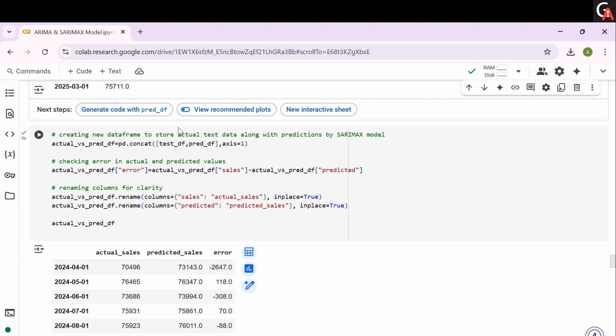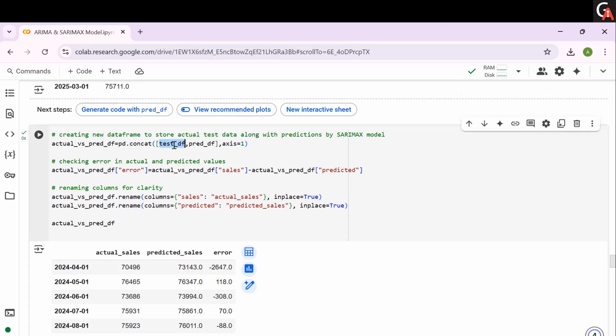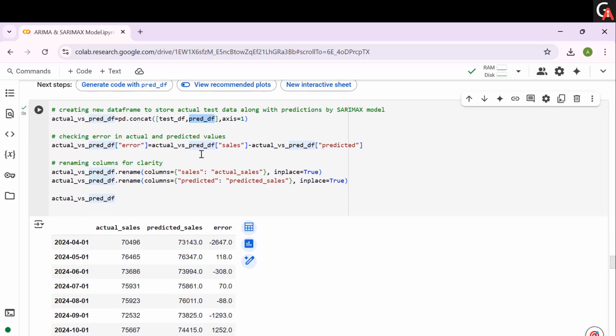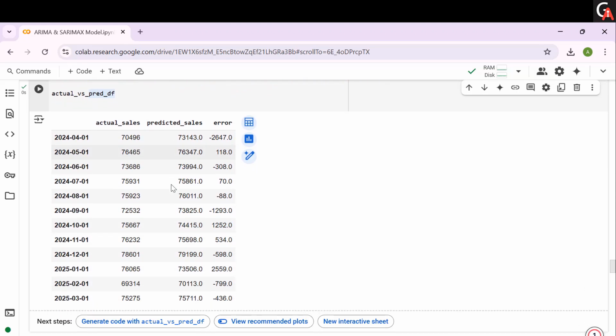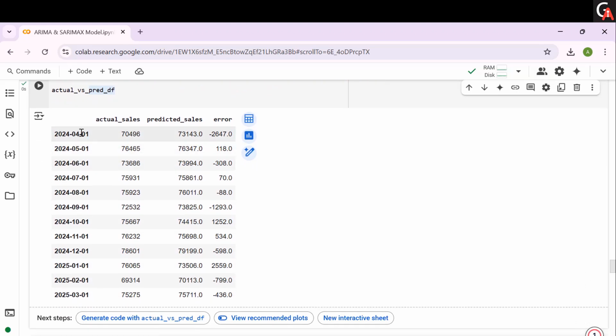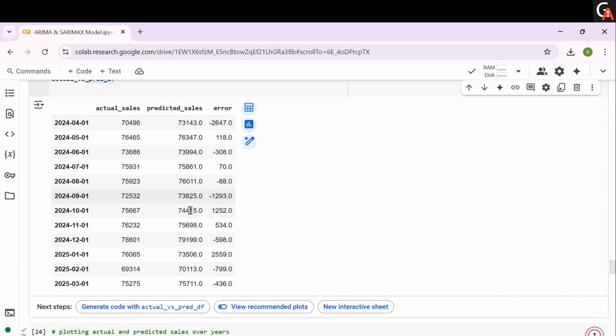Now we'll concat the actual testing data that we were having and the predicted values for the testing data, and we'll see the error. I have renamed the columns again for clarity. So here you can see that on the given date these were actual sales and these were the predicted sales by our SARIMAX model, and these are the corresponding values for the error. You can see that this error is not that high, but let's try to see this series visually so that you will be able to understand.